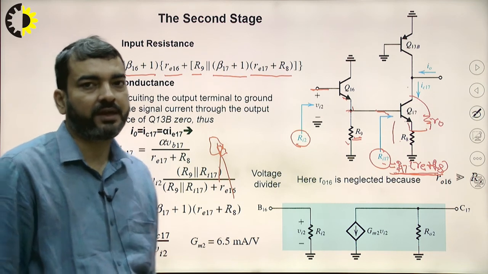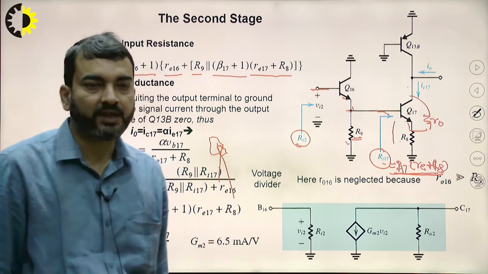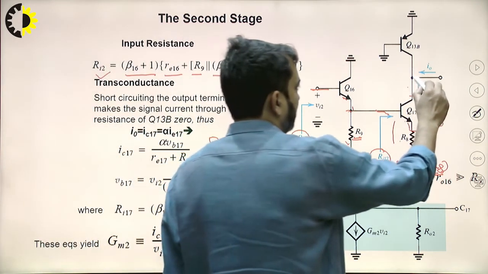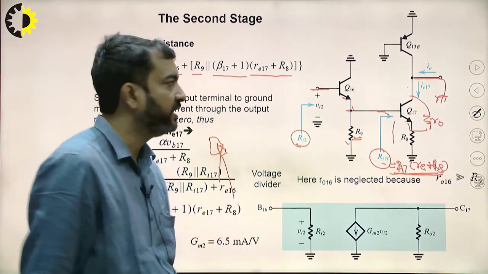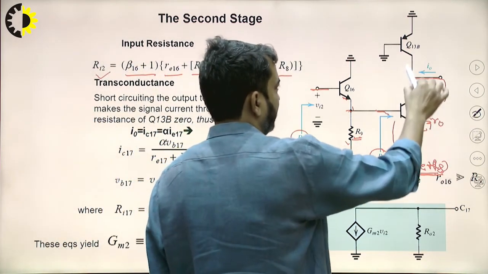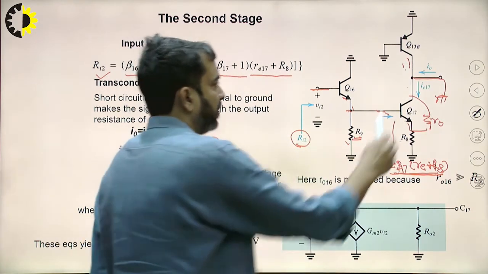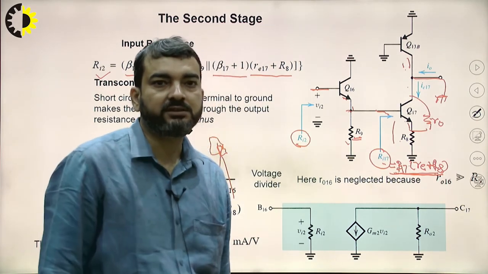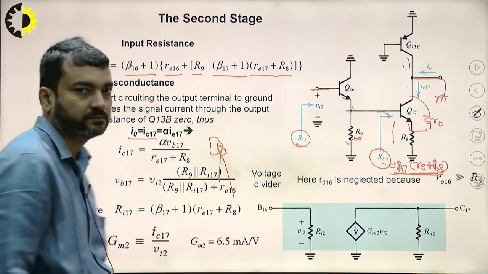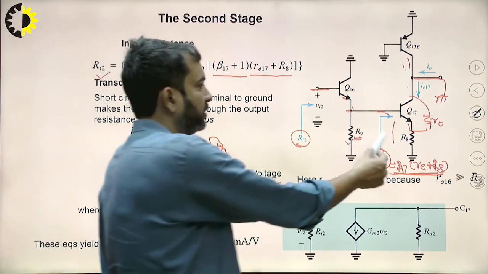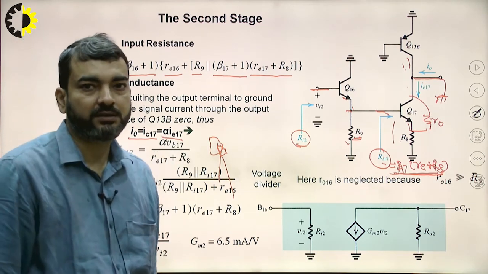Now we have to calculate the short circuit transconductance of the gain stage. Here again we will short the output to ground, so no component of signal current will go in this active load. So I0 is simply IC17, and we know IC is equal to alpha IE, so this can be written as alpha IE.